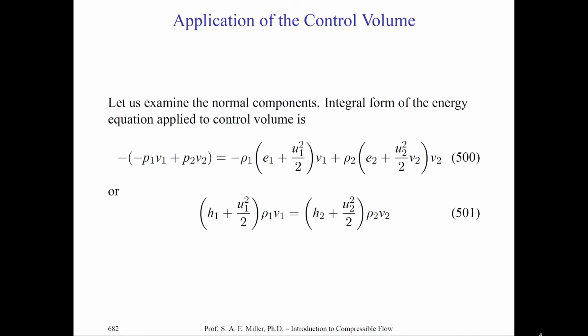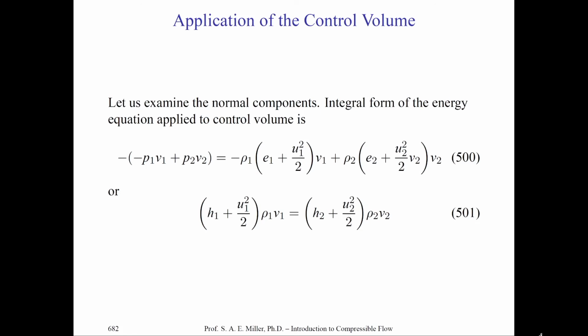You can see that we can replace E once again by an enthalpy term. If we do this in 500 and rearrange our equations and simplify, we can have (H1 plus U1 squared over 2) times rho 1 V1 equals (H2 plus U2 squared over 2) times rho 2 V2. You can see here, once again, I've made an assumption. And the assumption, of course, is that we have a calorically perfect gas using the perfect gas law.